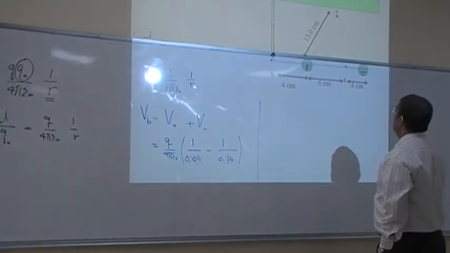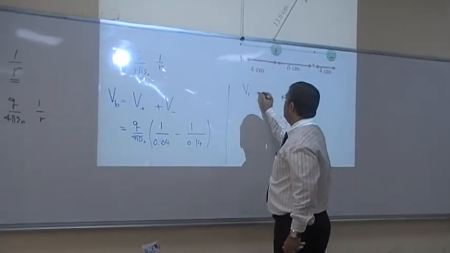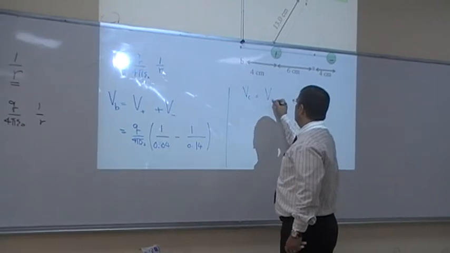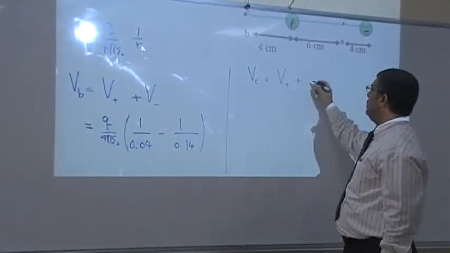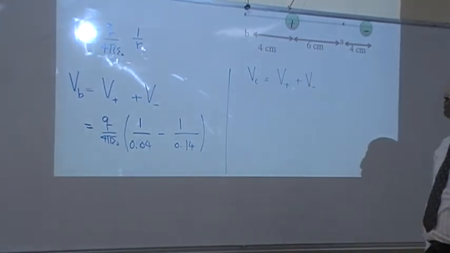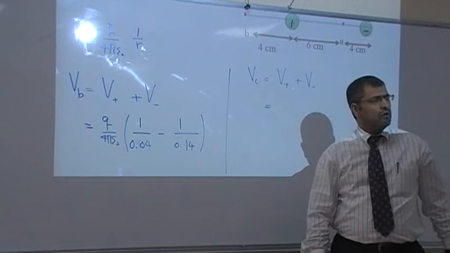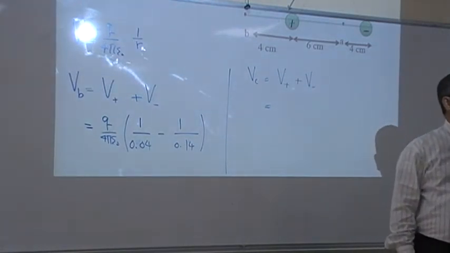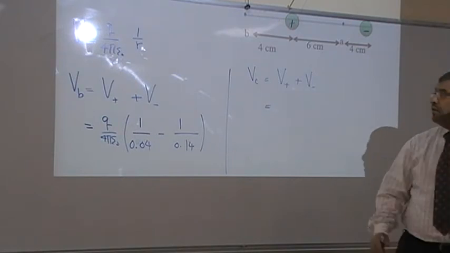If I take the electric potential at point C, so V at point C, again, it will be V due to the positive charge, and V due to the negative charge. 0. Okay? You think it's 0? Yes. We'll see. Okay? So what does that mean? That means, why do you say it's 0? The distance between the positive charge and the C is the same as the distance between the negative charge and the C. Okay. All right. So let's see.